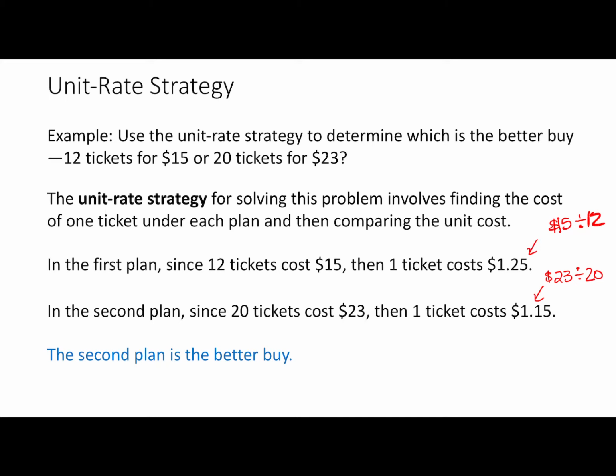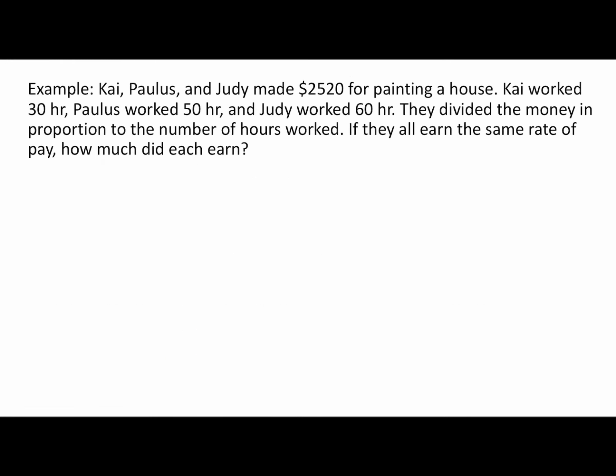Both of these strategies are valid for approaching these problems, and you want to be comfortable with explaining either strategy to your students. One method may click with them better than another. All right, let's look at Kai, Palace, and Judy. They made $2,520 for painting a house. Kai worked 30 hours, Palace worked 50 hours, and Judy worked 60 hours. They divided the money in proportion to the number of hours worked. If they all earned the same rate of pay, how much did each earn?